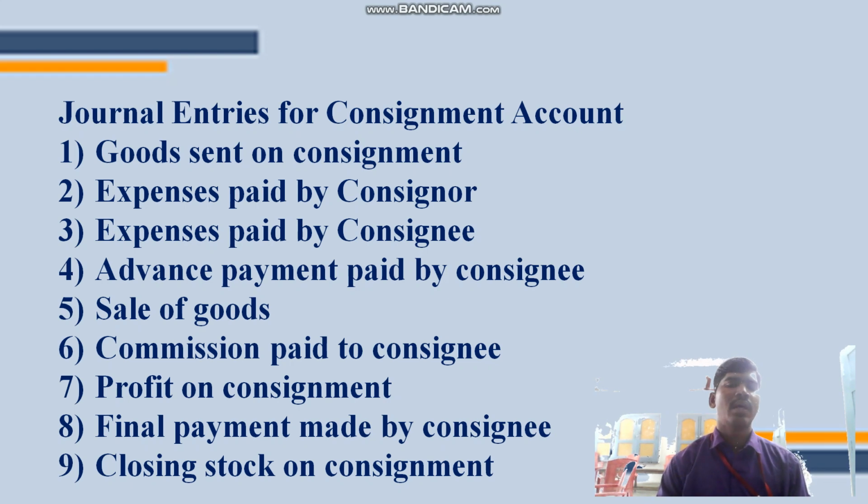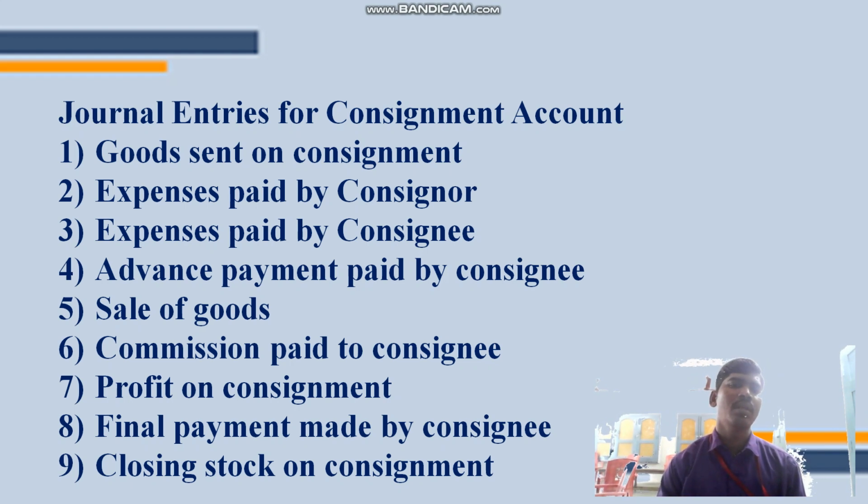So at the time of receiving the goods by the consignee from the consignor, he will be incurring certain charges. Namely, it can be import duty, dock charges, or unloading charges, or even he may be paying the freight charges also. These expenses may have the nature of recurring expenses or non-recurring expenses. And then the fourth one is advance payment paid by the consignee.